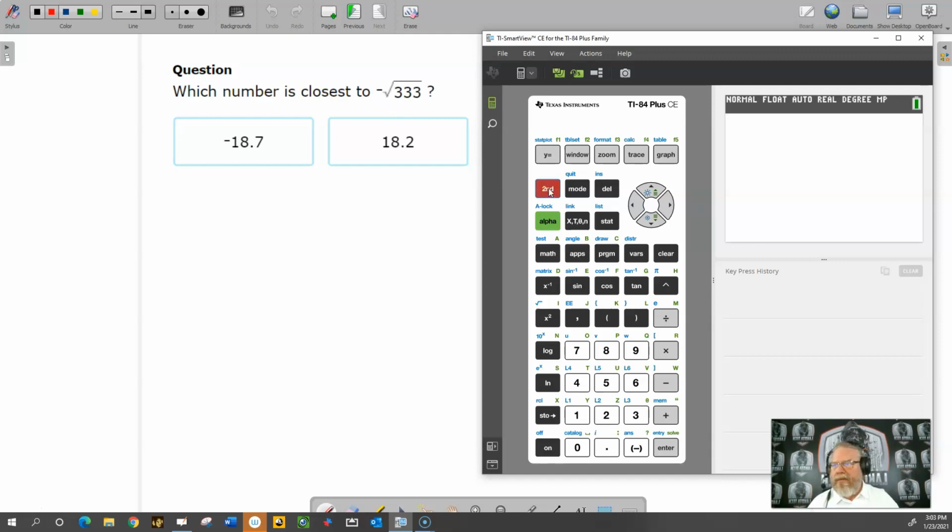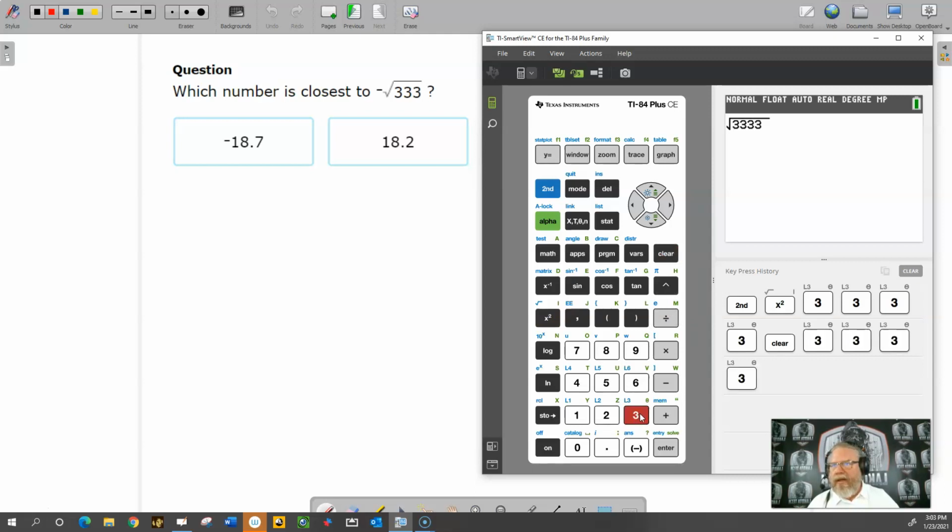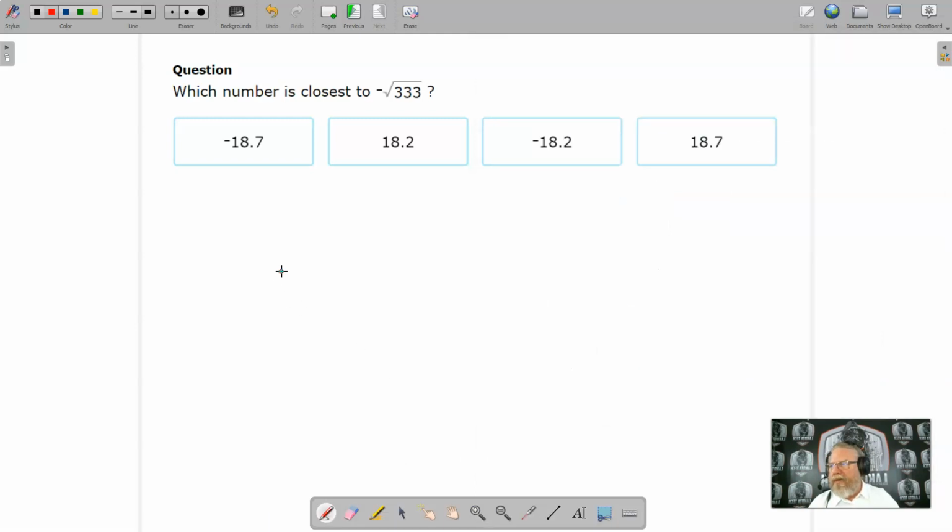So let's do square root of 333. Oh, too many. Let's go ahead and just clear that. 333. Oh, it keeps grabbing. Let's clear that again. 3, 3, 3. There we go. And hit enter. That's going to give us 18.248. So we'll just call it 18.25, rounding to the hundredths place. But remember the negative part, so we need to put that negative sign there.